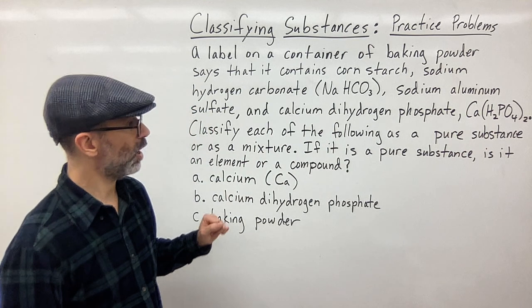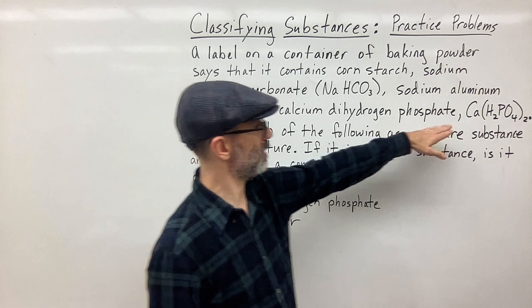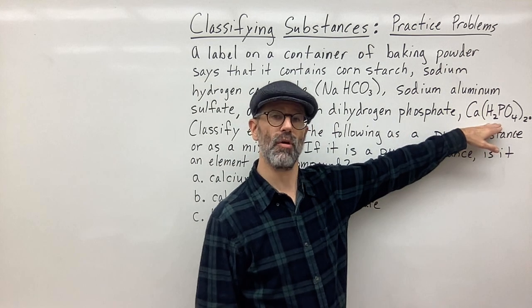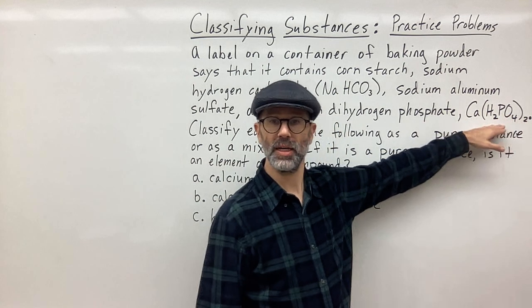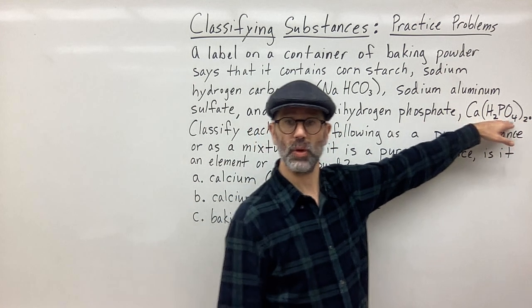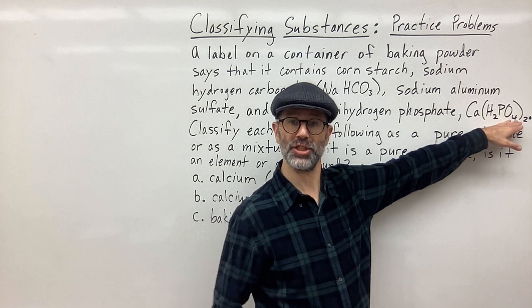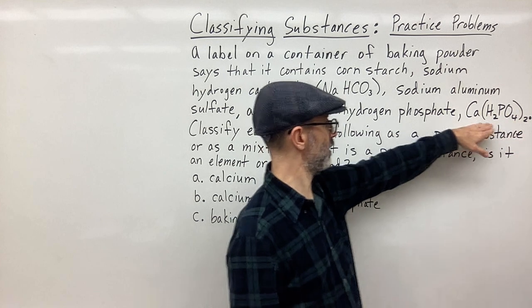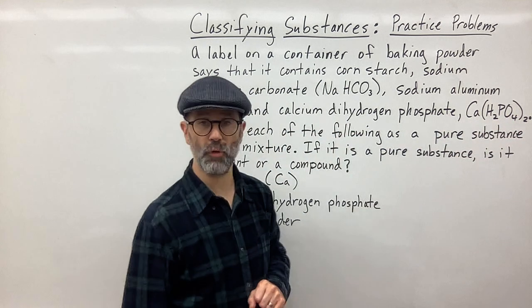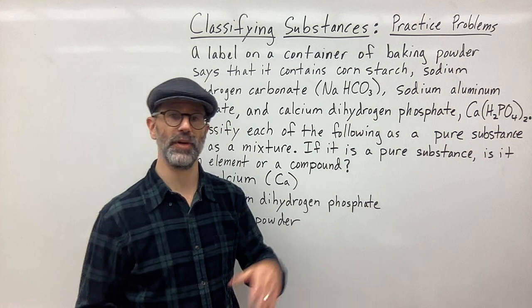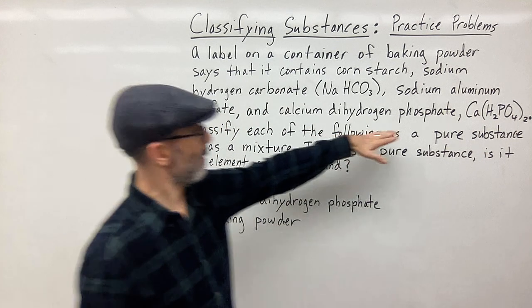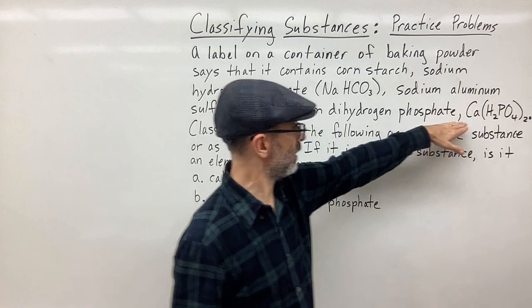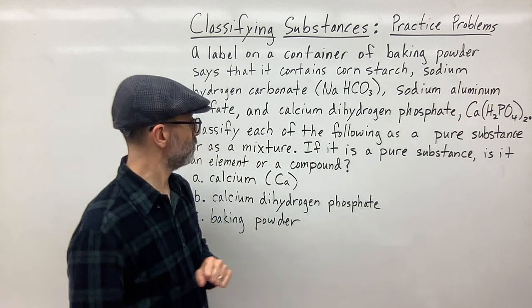And also, one of the definitions of a compound is something that does not vary in its composition. And so you'll notice that the formula tells us what the composition is, what the ratios are between the parts of your formula, the hydrogen, the phosphate, the oxygen, and the calcium. And so that also is an indicator that this is a compound.